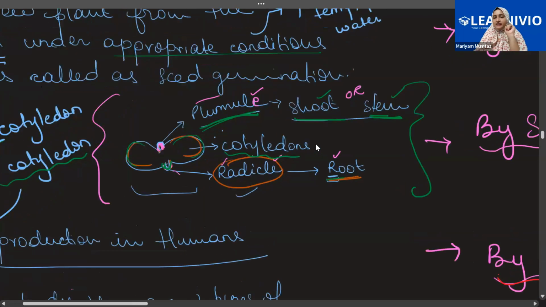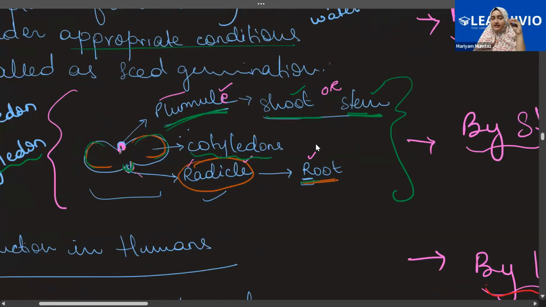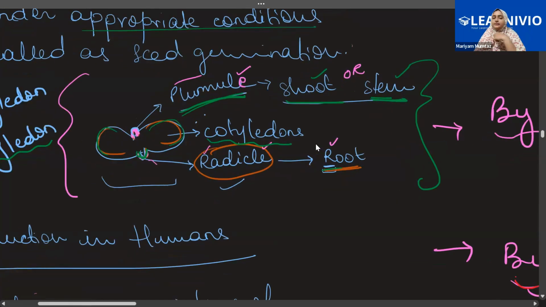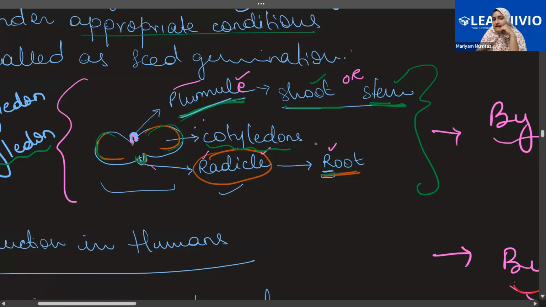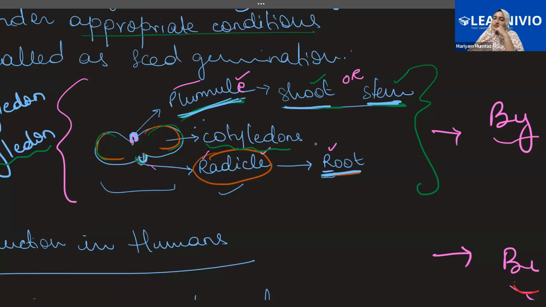Now, see, inside the seed, for example, if this is a dicot seed, there is a structure called a plumule inside the seed. Cotyledons are there, and then it has a structure called the plumule. And this plumule, during the seed germination, will give rise to the shoot or the stem of the plant. And then there is the radicle, and this radicle will give rise to the root of the plant. Got it? Now, always remember, plumule gives rise to the shoot or the stem, radicle gives rise to the root.